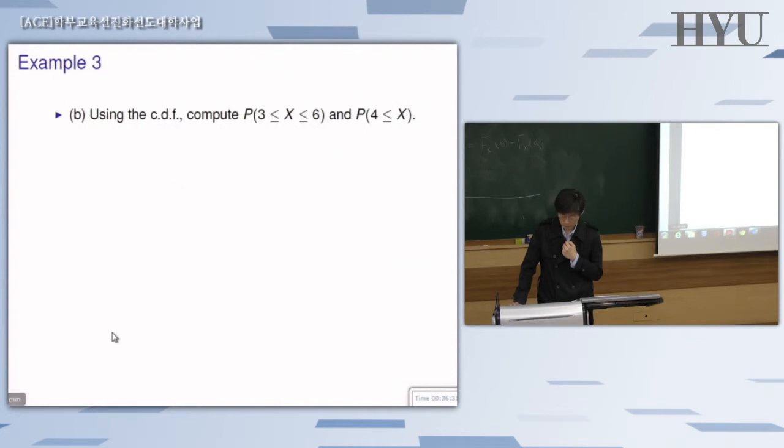Okay. Second one, using this information, compute these two probabilities. So the number of months between two back-to-back payments equal to or bigger than 3, but less than or equal to 6. That's the first probability of our interest. Second probability to figure out is it's either equal to or bigger than 4. You can either use the CDF or PMF. The answer should be the same. That's what's important. But probably it's easier to use the PMF.